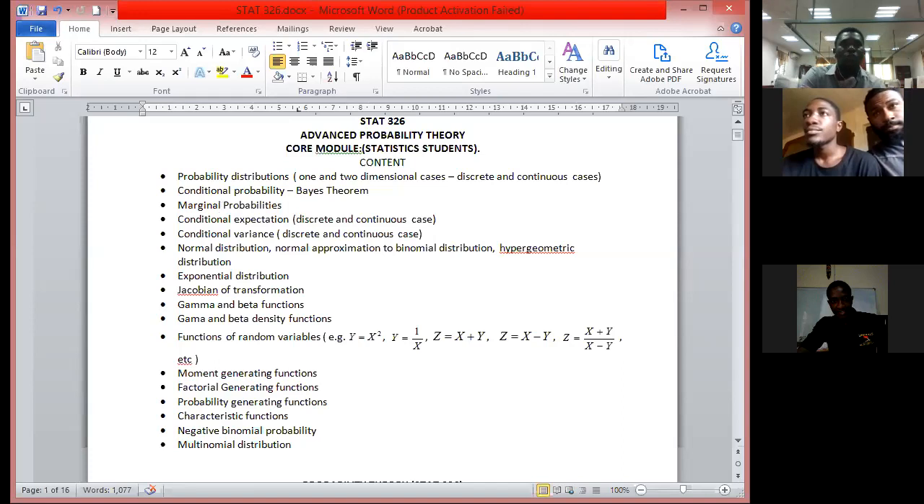So we look at the Jacobian transform, the gamma and beta functions, the gamma and beta density functions. So these are density functions. These behaviors are actually like how machines operate, how human beings operate, or maybe natural happenstances, infectious disease. These are models that you can use to predict the behavior of certain things, that if this thing happens, then this is how it will behave.